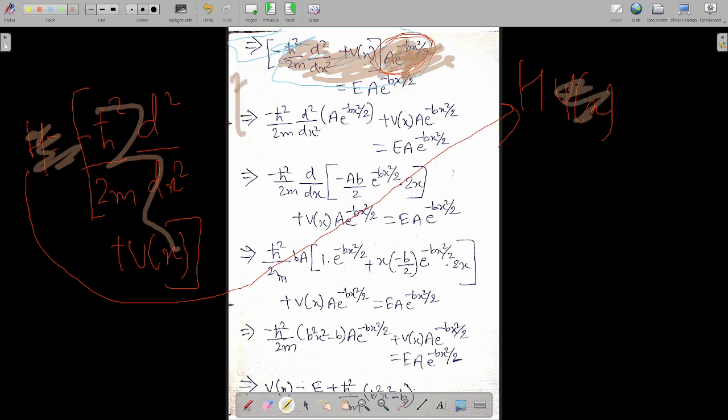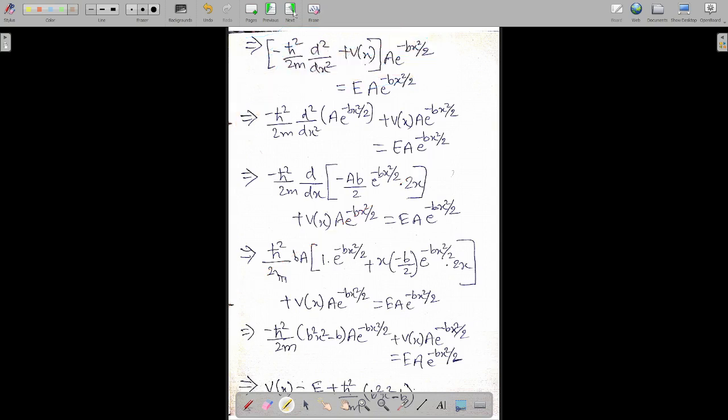So you ultimately get this, equal to EA. Now in the right hand side also, I will substitute this for psi of x. I will substitute this. So ultimately, this goes inside the operator.